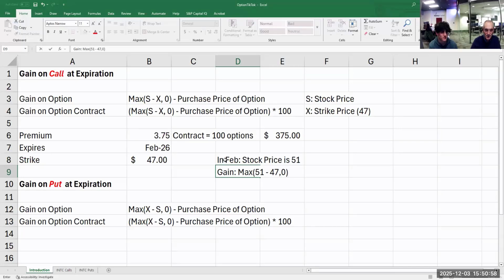Which is higher, $4 or 0? $4. What did you originally pay for the option? $3.75. So what do you have here? Are we multiplying it by 100? We will at the very end.